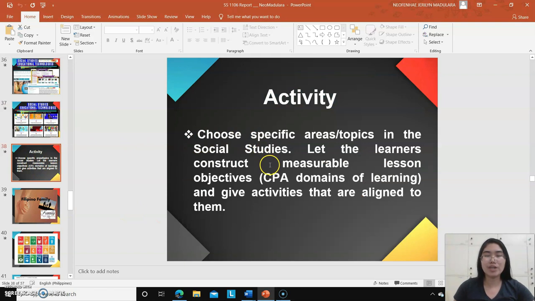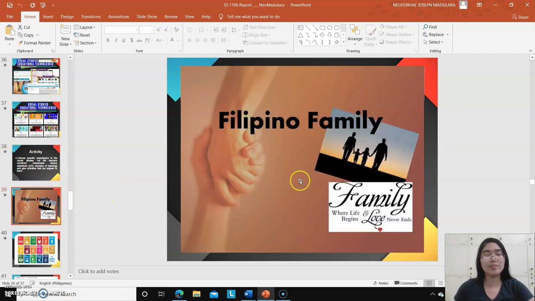So now I will have here specific areas of social studies specialization. I will let you construct measurable learning objectives, which are composed of different domains of learning: the cognitive, the psychomotor, and the affective domains, and give activities that are aligned to them. Okay, so let's start. Filipino family, social studies.